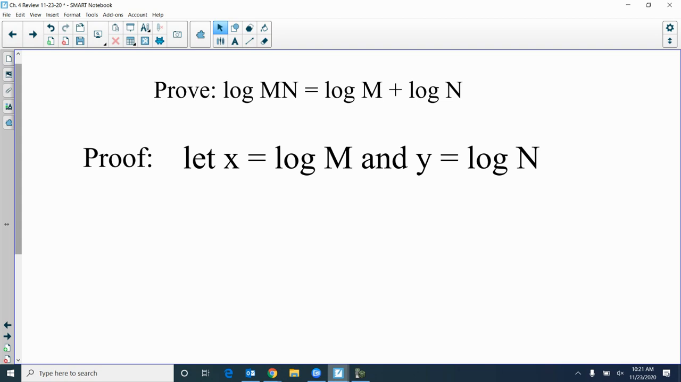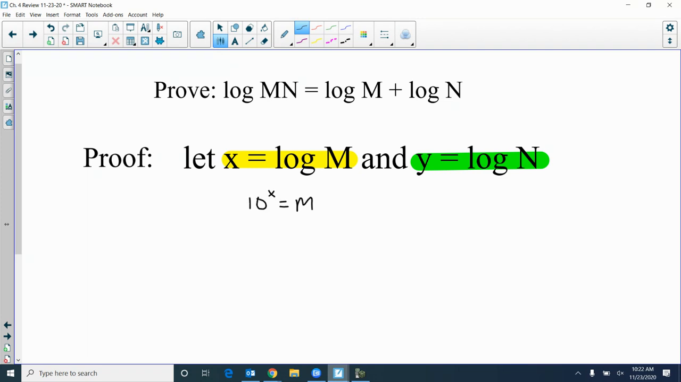Got it from there, right? Now convert to exponential form. We're just doing this in base 10. So you got 2 things that you need to convert. And that gives me 10 to the x equals m, and 10 to the y equals n. Remember, the answer to a log is an exponent, so that x becomes our exponent, that y becomes our exponent. Okay? So 10 to the x equals m, 10 to the y equals n.